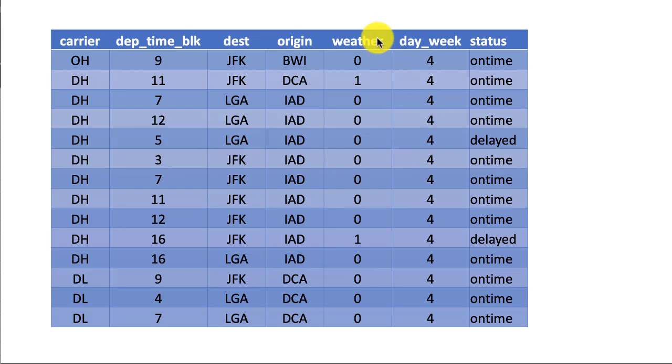The column called weather says whether there were any adverse weather conditions at the hour of departure. 0 means weather was normal, there was nothing untoward. 1 means there was some weather issue, let's say snow or high winds or very heavy rain or something like that, which could cause some problems for the plane taking off. Then this is day of the week, which is 1 through 7. And then finally, the status of the flight. Was that flight on time or was it delayed?